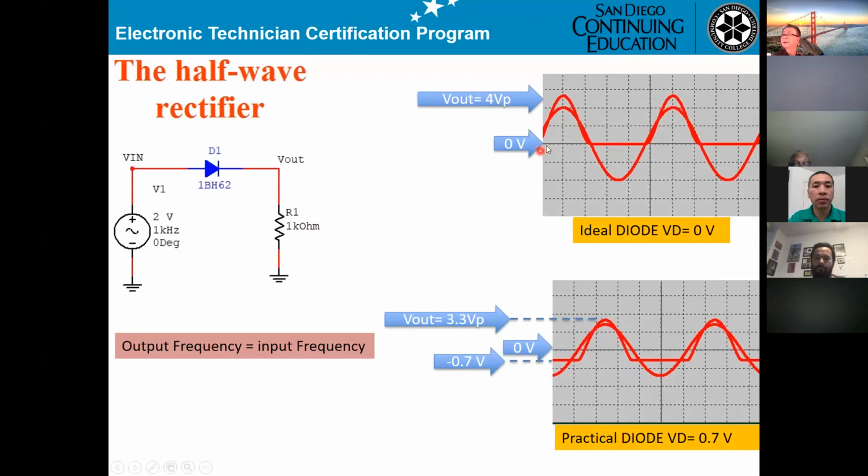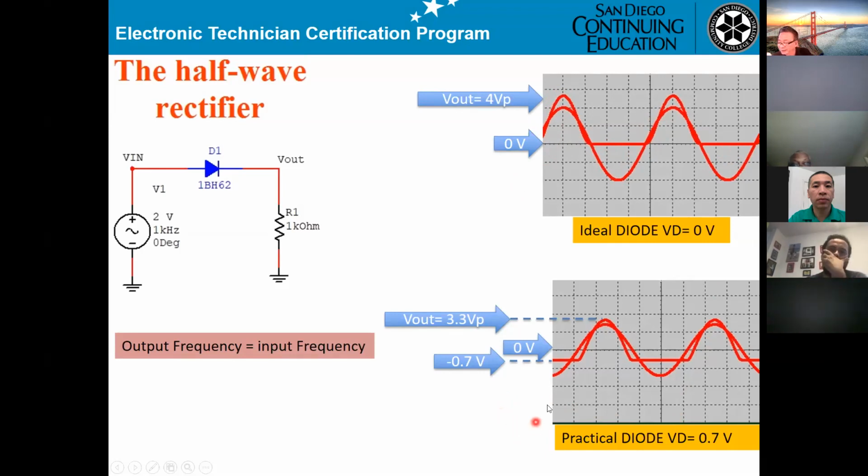So the input, the bigger one here. However, the output they say is 0 volt. So they start here at 0 and they go 0. Now on the other side, they say not 0, 0.7.